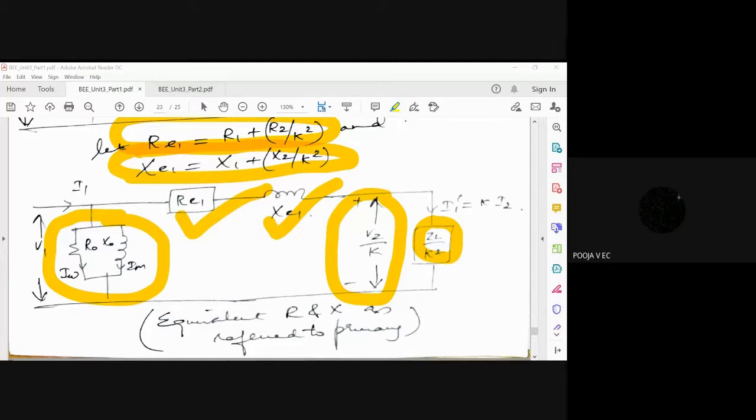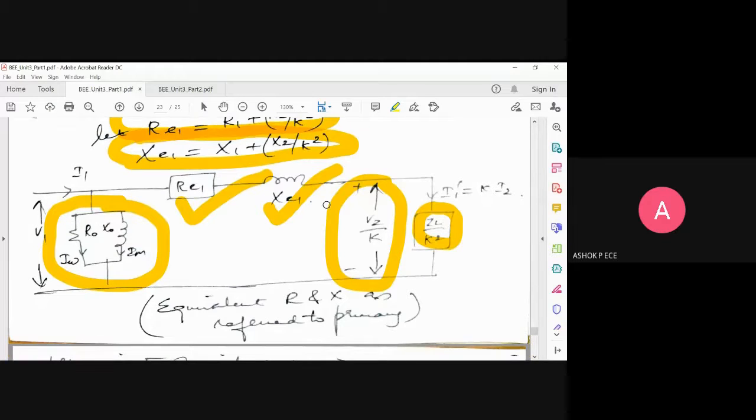Sir, load means it can vary, no, sir? Vary in the sense, you are almost correct. I told you in the last class, the secondary current I2 depends on the load. Depends on the load means what? The load is not fixed. The load can change. So what are the possibilities of the load changing?